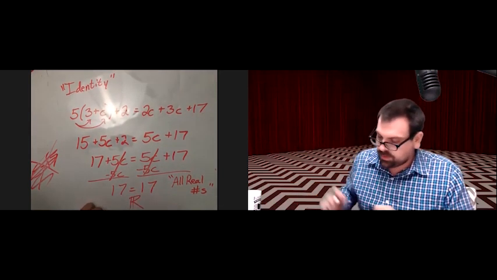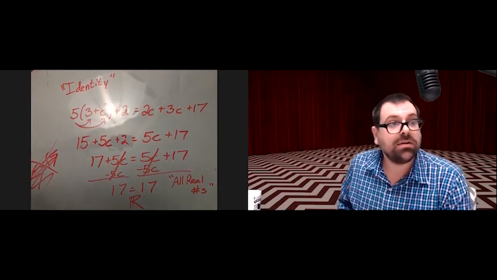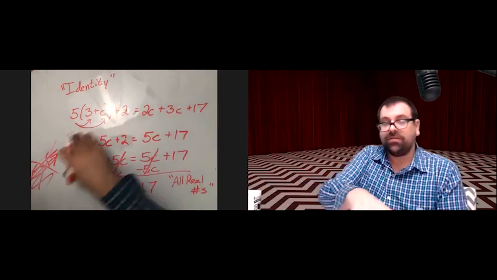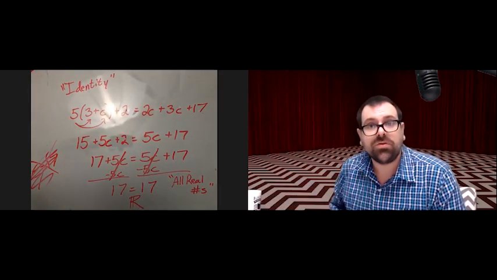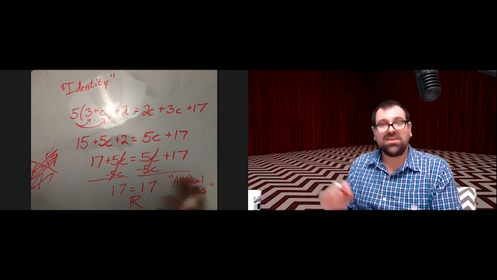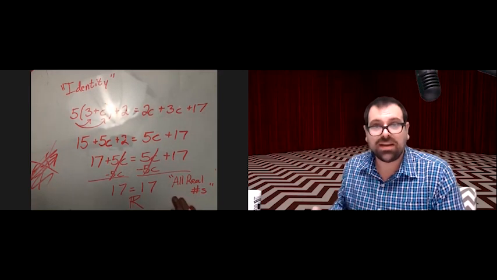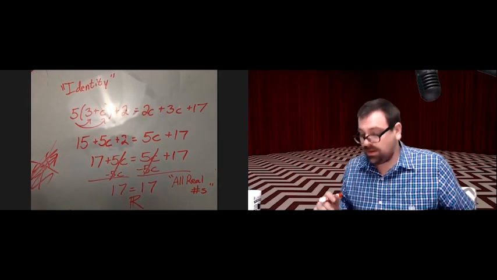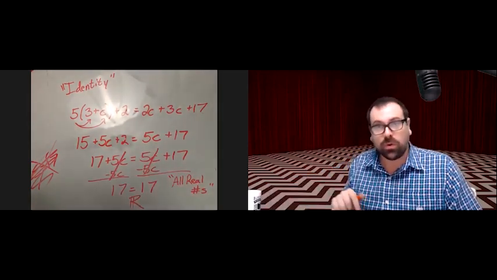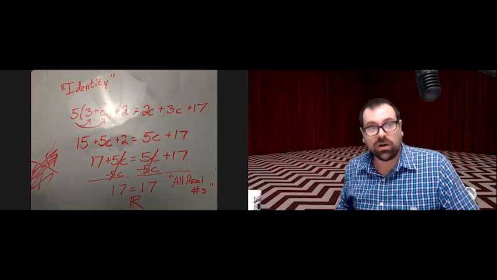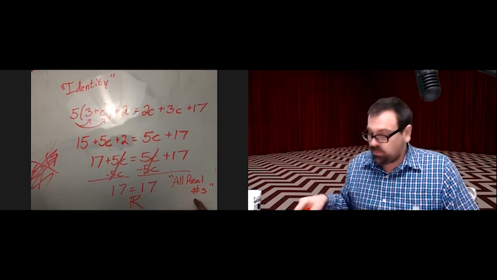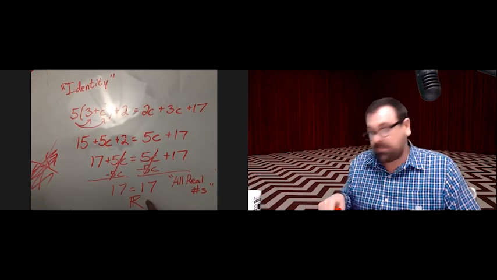Or you can just have the set big R, all real numbers. That means that you can plug anything in for C and it will always be true. That doesn't mean you're wrong because you can plug it in and it works out. If I put 17 in, it would work. If I put 2 in, it would work. If I put -8 in, that would work. All real numbers would work, so all real numbers is the answer. And we know that because we get the same thing.